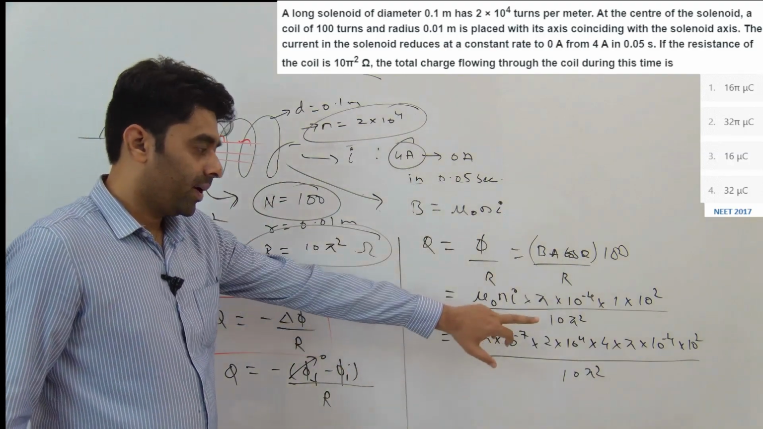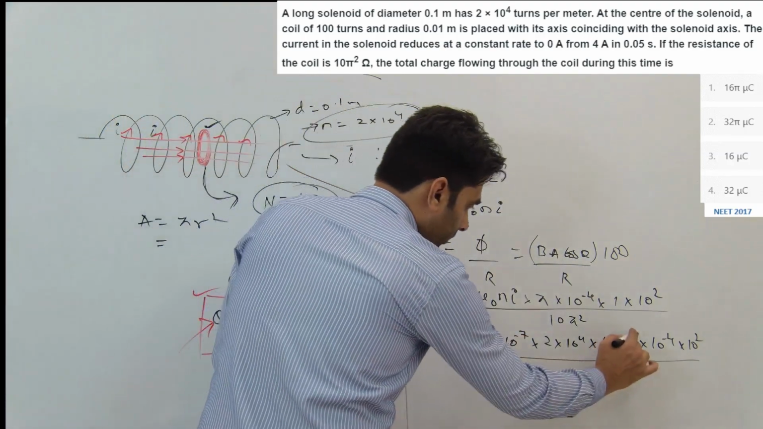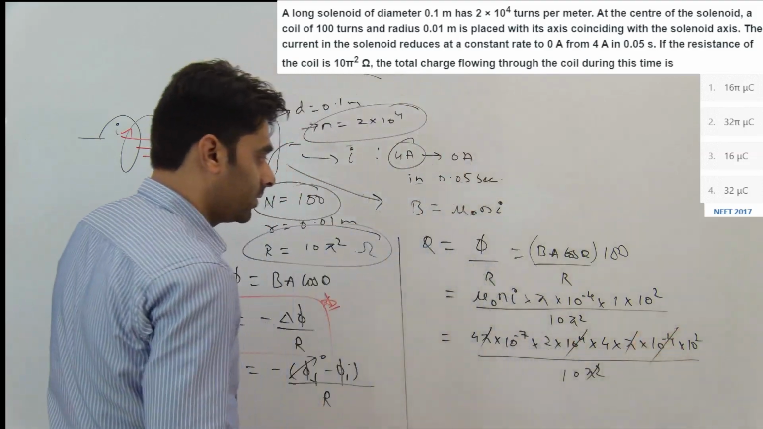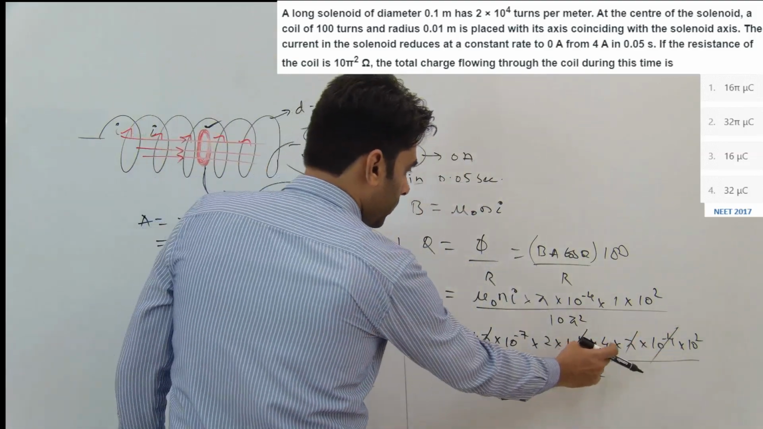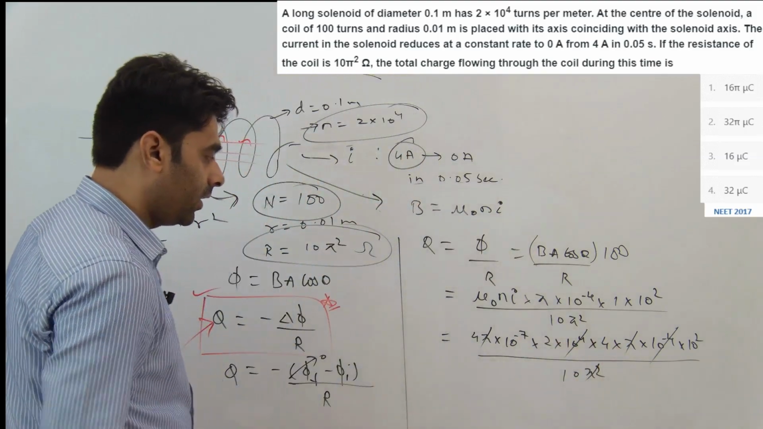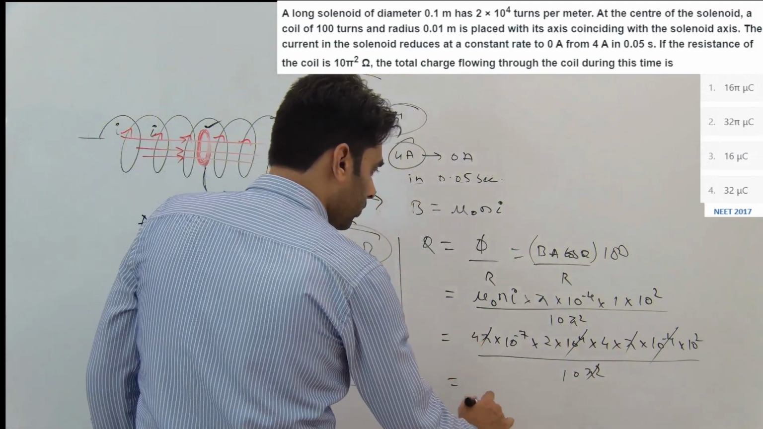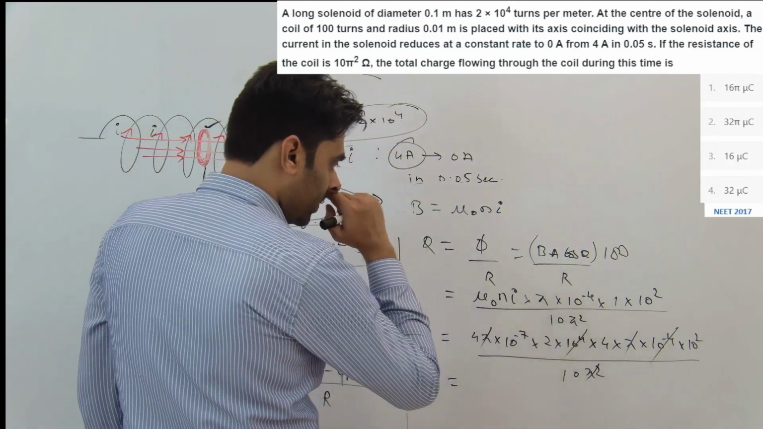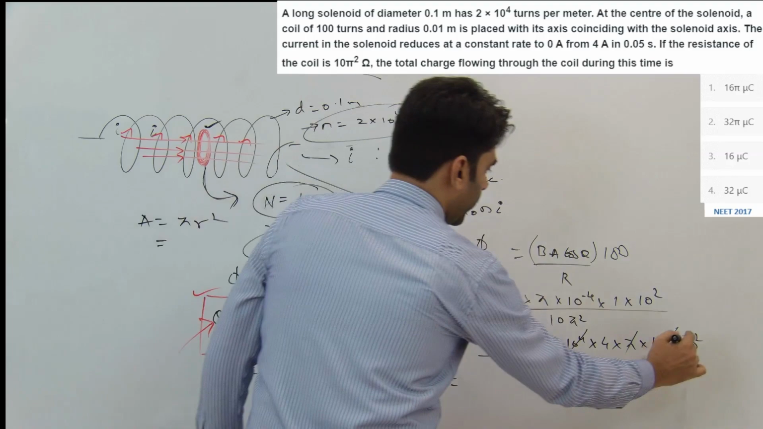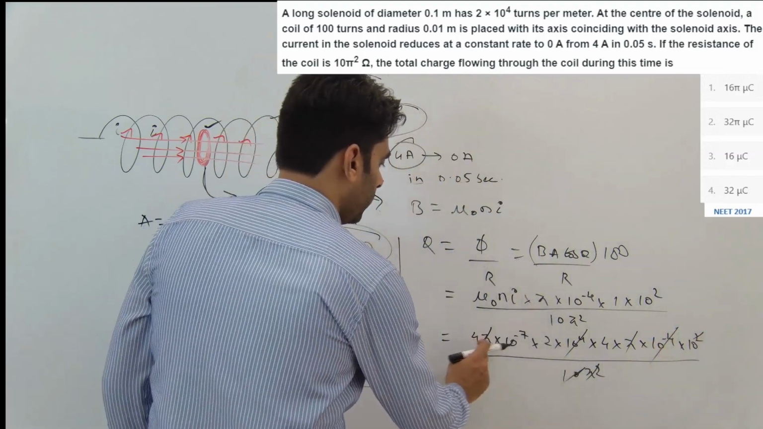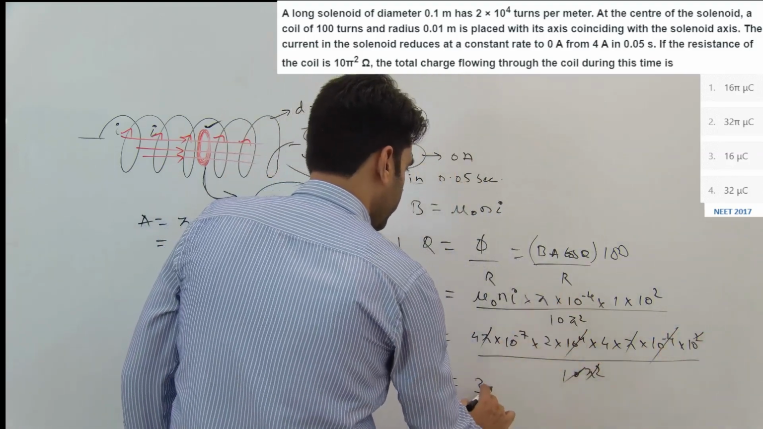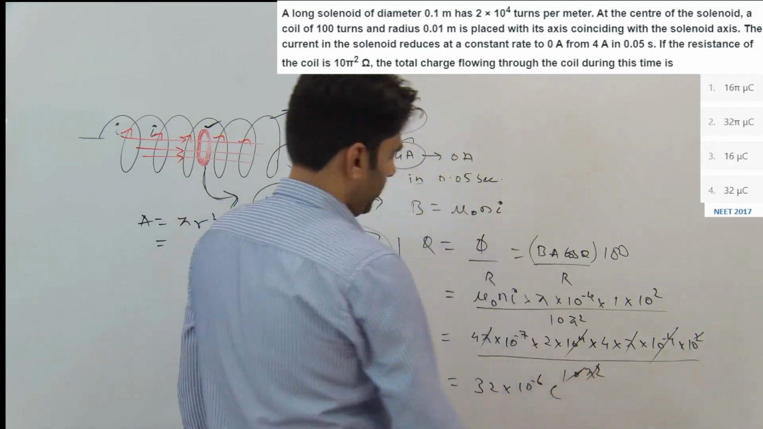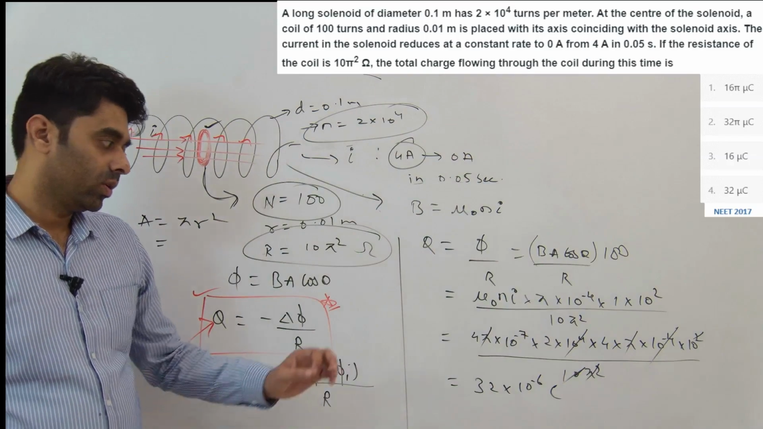Pi in the numerator, and in the denominator pi square is there, so it cancels out. 10 power 4 and 10 power minus 4 cancel out. Next we have 4 into 8, 8 4s is 32. This will become 10 power minus, 10 cancels out. So we have 4 into 8, 8 4s is 32, 32 into 10 power minus 6 coulomb. 32 into 10 power minus 6 coulomb is our answer.